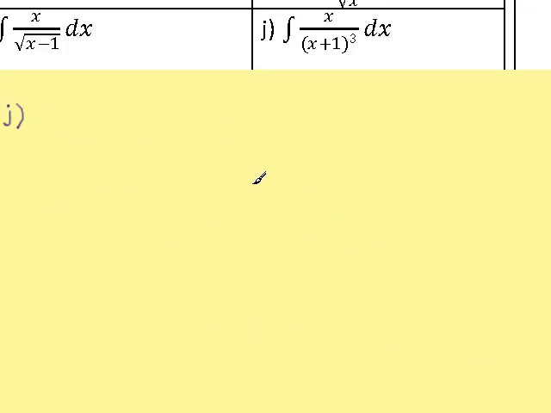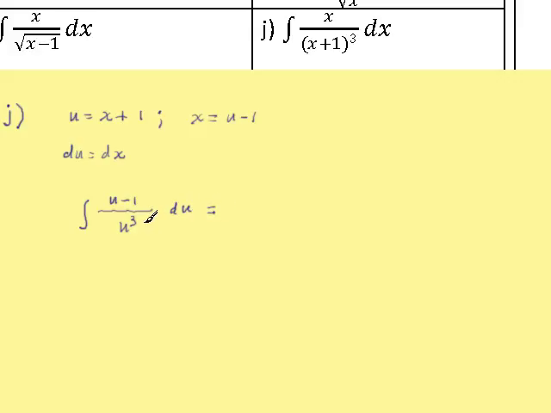In J, again, we have a linear u substitution. We'll put u equal to x plus 1. And x is equal to u minus 1. All right, du is equal to dx. So let's substitute, and we have u cubed in the denominator. In the numerator, we have x, which is u minus 1. And dx is equal to du.